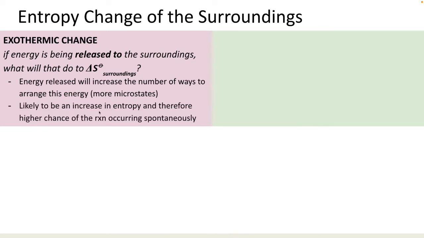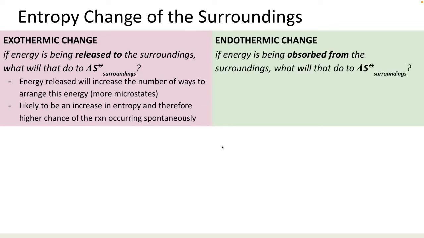So there's likely to be an increase in entropy and therefore a higher chance of the reaction occurring spontaneously if we have an exothermic change, when we're just considering the ΔS of the surroundings. Conversely, the endothermic change is doing the opposite. It's taking energy from the surroundings.